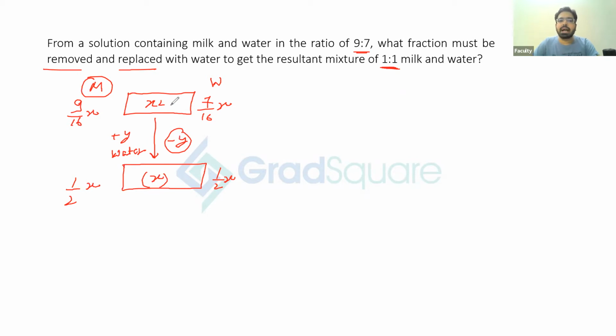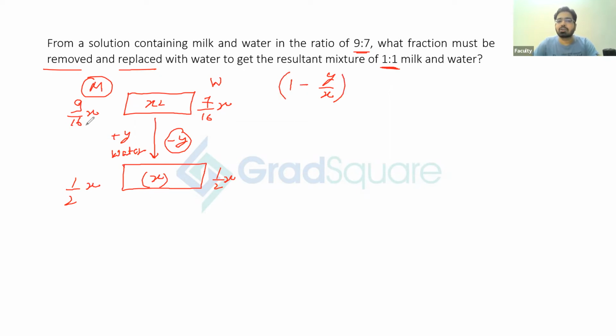So you are removing Y parts out of X. So what fraction are you removing? You are removing Y by X. So what will you be left with? When you remove 10% of the overall solution, you remove 10% of the ingredient. This is just an example I'm telling you. So if you're removing Y by X of the overall mixture, you will be removing Y by X of every constituent. So the constituents were milk and water. So what can I say about milk? The leftover quantity should be 1 minus Y by X.